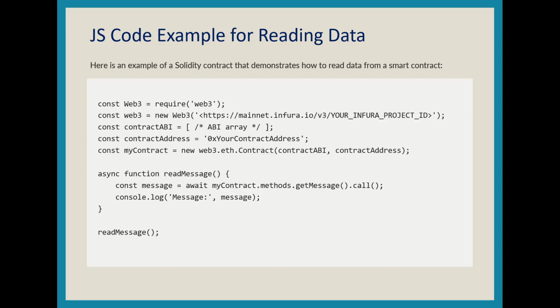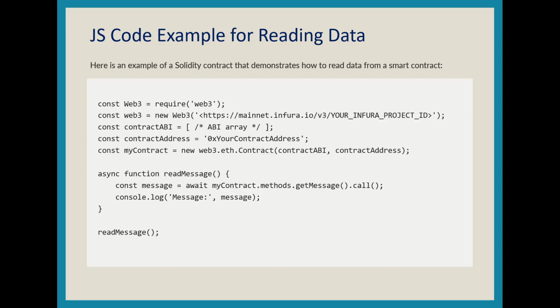right? So new web3.eth.Contract, contractABI, contractAddress, right? This initializes a contract object with the specified ABI and address, allowing you to call its methods and interact with it. Next is a function to read the message, right? So, explanation: async function readMessage declares an asynchronous function. What is an asynchronous function, you might be asking?